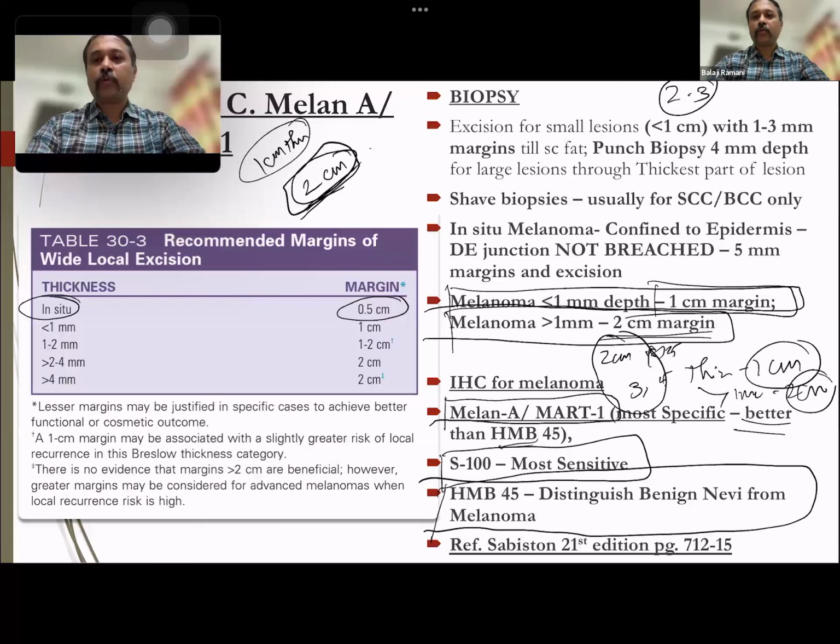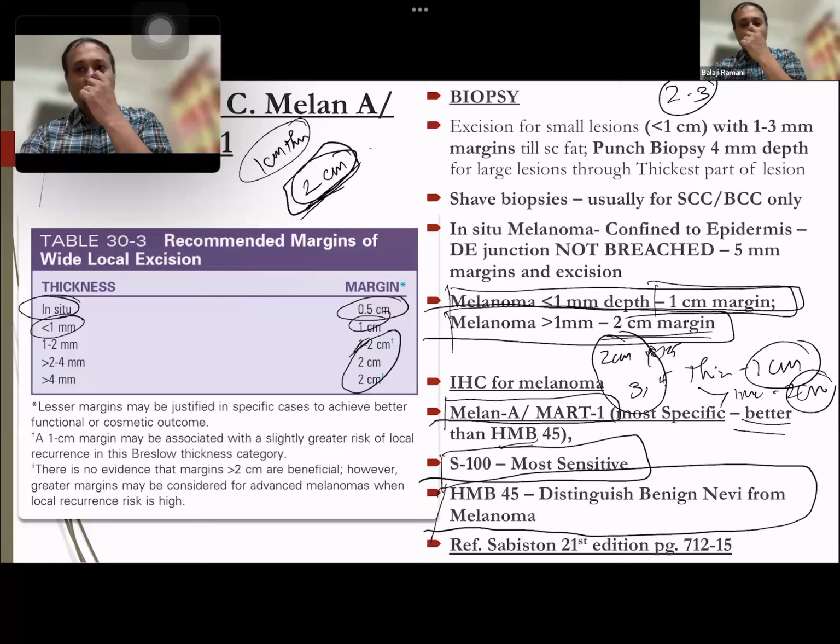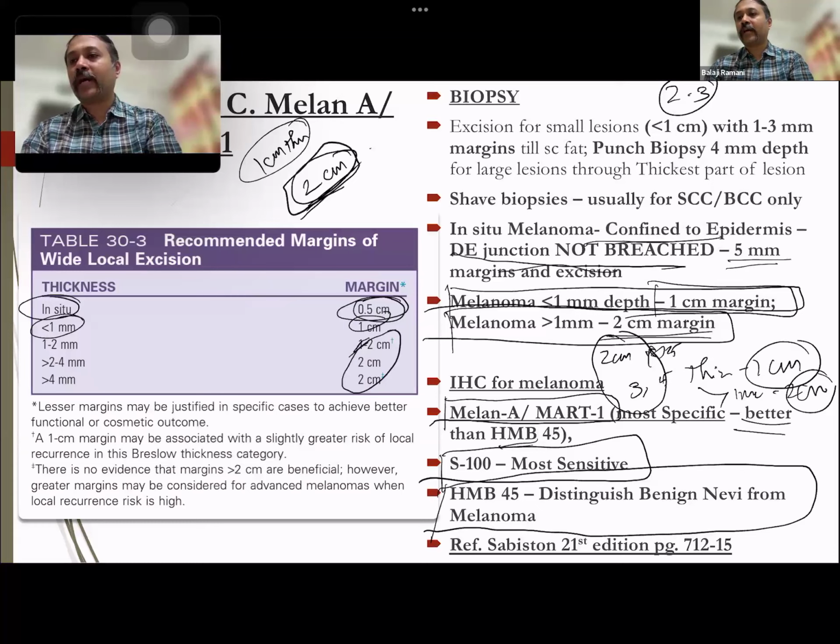Here 1 to 2 is mentioned, but just take it out. Just remember 2 centimeters. Anything which is less than or equal to 1 millimeter is 1 centimeter. If it is a melanoma in situ, it is going to be 0.5 centimeters. If the dermoepidermal junction is not reached, and it is confined to the epidermis, then you call it an in situ melanoma, where a 5 millimeter margin can be given. In general, mark a minimum of 1 centimeter margin and you will not go wrong.